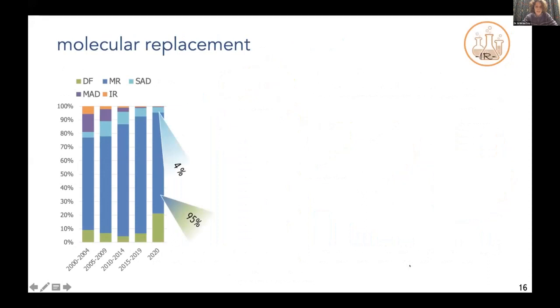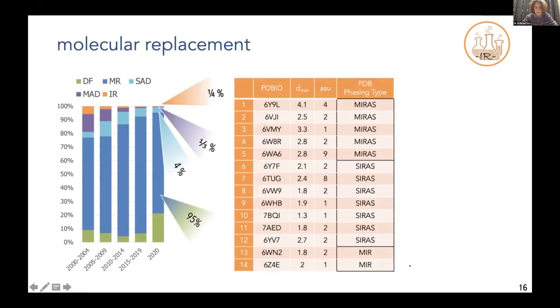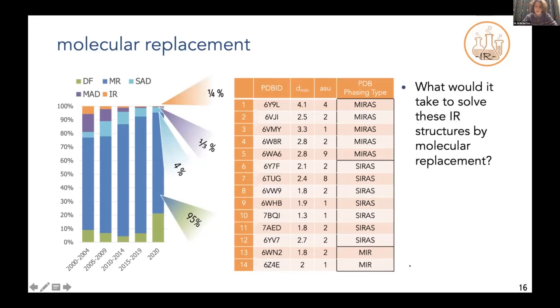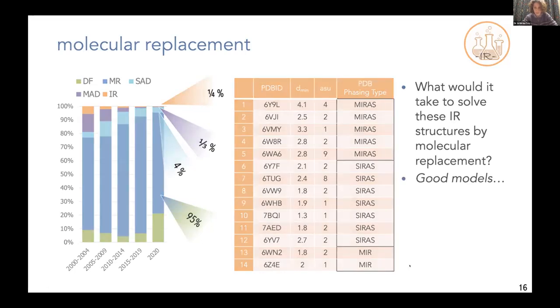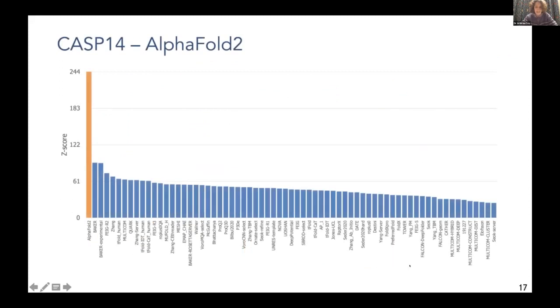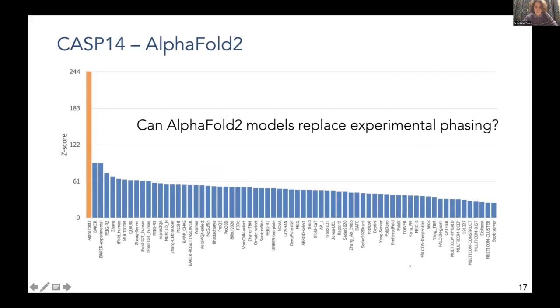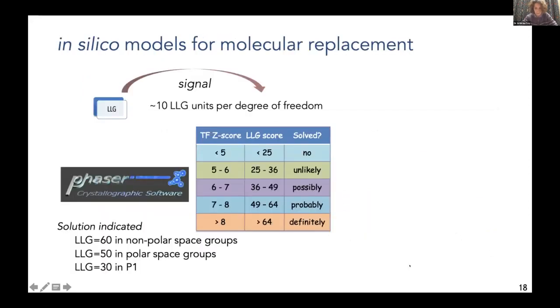Let's look at SAD. That's only 4% of current structures. MAD is languishing at 1/3%, and isomorphous replacement is languishing at 1/4% of structures. These are the magic 14 structures that last year are recorded as being solved by IR methods. And so the question I'm going to ask is, what would it take to solve these isomorphous replacement structures by molecular replacement? And the answer, of course, is good models. And unless you've been living under a rock, I'm going to be talking about AlphaFold 2 and asking the question, can AlphaFold 2 models replace experimental phasing?